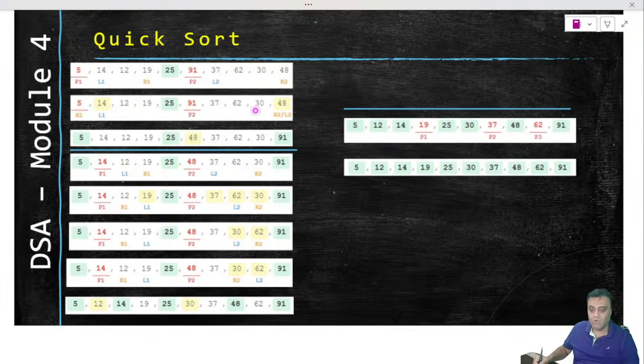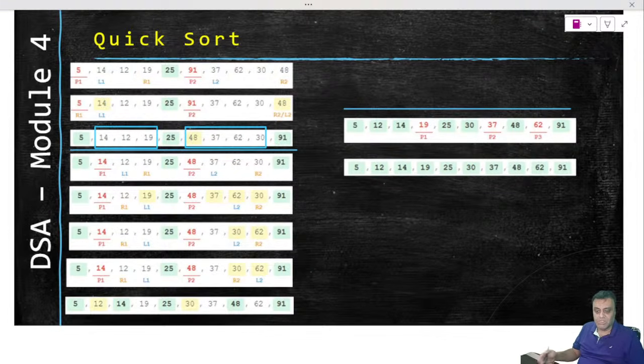right? So now what happens is that you will have your subarray. The new subarrays will be this subarray, and it will be this subarray. The pivots are right now in their correct position. So what is my pivot? 91 is the pivot. So 91 will be in the correct position, and my new subarray will be this. So I will now have to work on these two sublists.